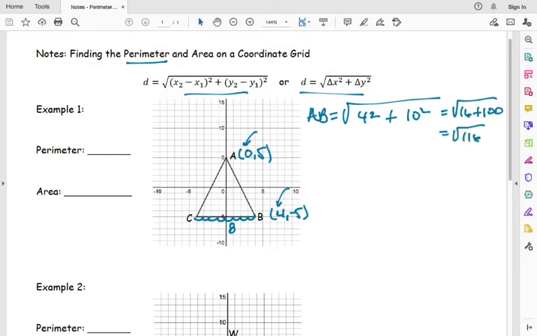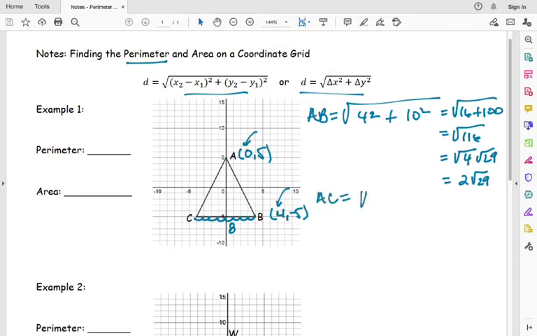Now, if you were asked to give an exact answer, you could leave it as a square root. You just want to simplify it. So this is understood to be the square root of 4 times the square root of 29, which ends up being 2 square root of 29. And that would be an exact answer for this. Okay, let's move on and find AC.